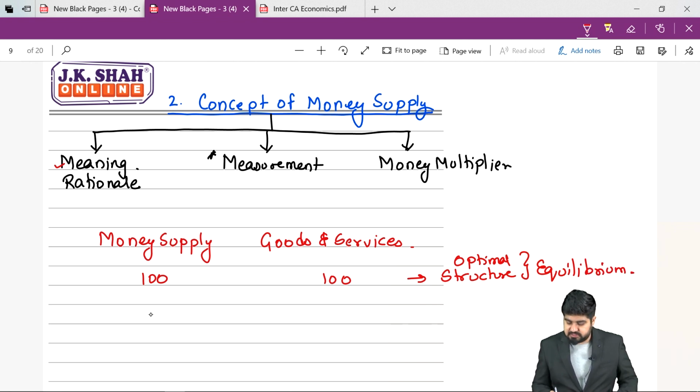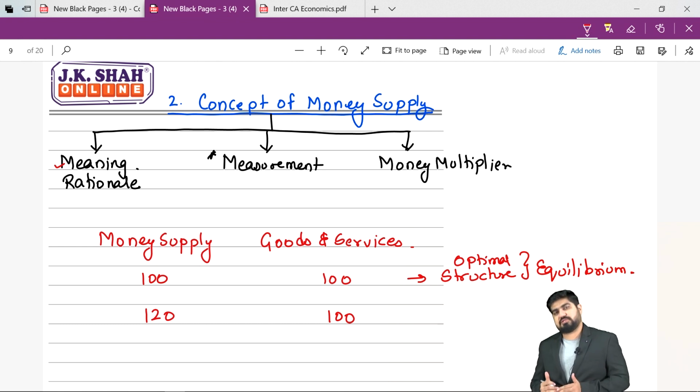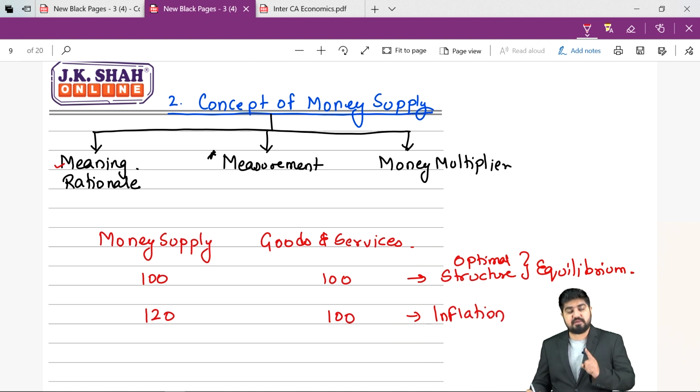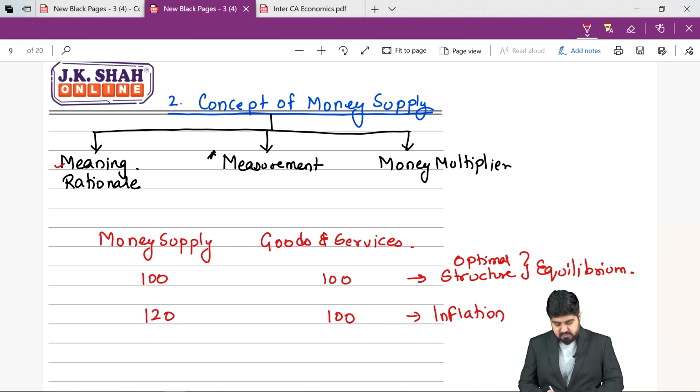Now think about this. If money supply is 120 and goods and services available worth are only 100, that means there is more money supply as compared to goods and services, more money chasing few goods. This will result into inflation. Is inflation a desirable part of the economy? The answer is no. That's why RBI will intervene here and will try to control the level of money supply by various measures and tools.